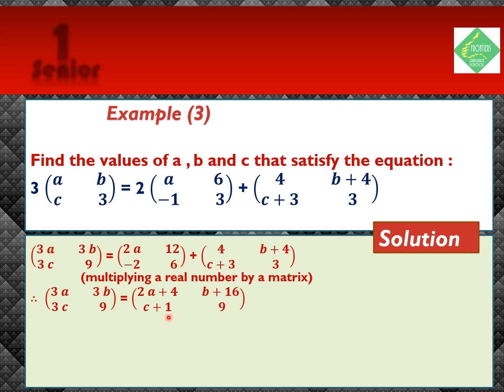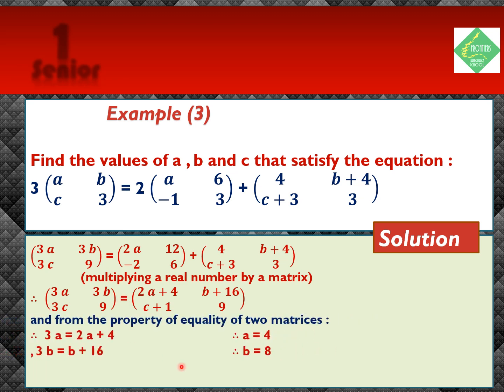Now you have the equality between the left hand side and the right hand side, so 3a will equal 2a plus 4. You can get a equals 4. 3b equals b plus 16, so you will have 3b equals b plus 16. Move b to the left hand side by negative sign, so you will get 2b equals 16, which is b equals 8. So a equals 4. Why 4? Because when you move 2a to the left hand side by negative sign, it will be 3a subtract 2a which is a, so a equals 4 and b equals 8 as we discussed.